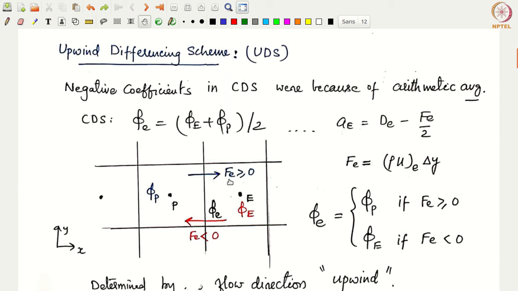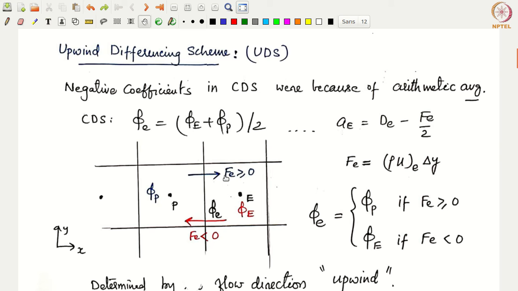So let us consider this grid. We have our P cell, east cell, and of course the west cell, and we have phi P stored here and phi capital E stored here. Now in the upwind difference scheme, what we do is, depending on the direction of the mass flow rate, for example, let's say blue indicates an arrow in the positive x direction where the mass flow rate is greater than or equal to 0. That means the flow is going this way.